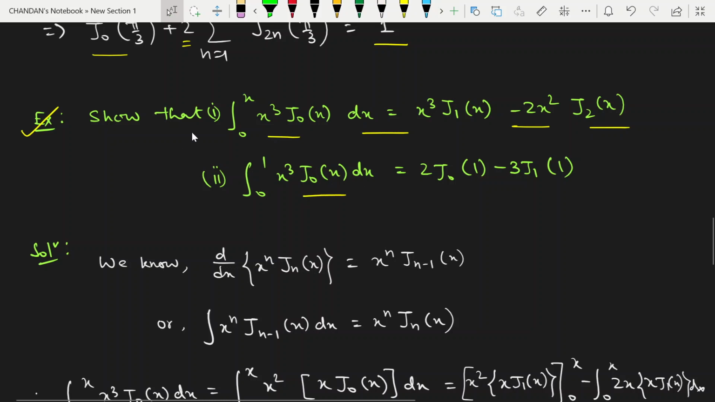Okay, so this is the expansion form of this, or you can say the general form. The first one is the general form and the second one is the special form.